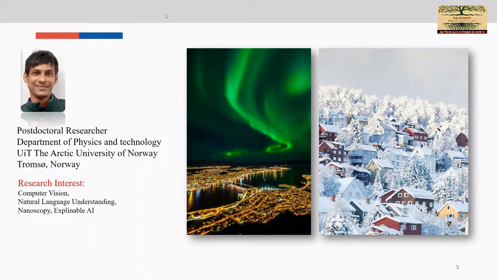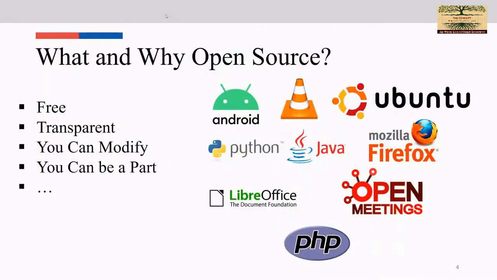My main research interests are computer vision, natural language understanding, nanoscopy, and explainable AI. But today I will not talk much about my research. Today I will talk about a small thing, but I think it is very important. The target audience of the talk is researchers and students who have just started their research. Maybe many of you are already aware of those tools.